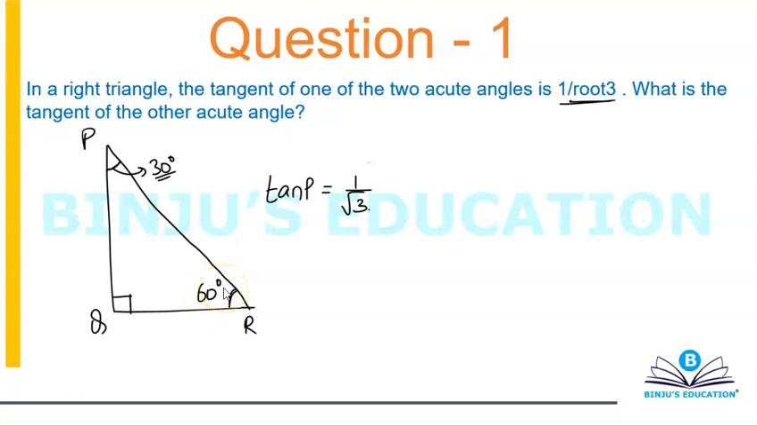What is the tangent of the other acute angle? That means they're asking us the value of tan of R, or in short, they're asking us to calculate the value of tan of 60 degrees. Now how much is tan of 60 degrees? It is simply root 3. So the answer is simply root 3.